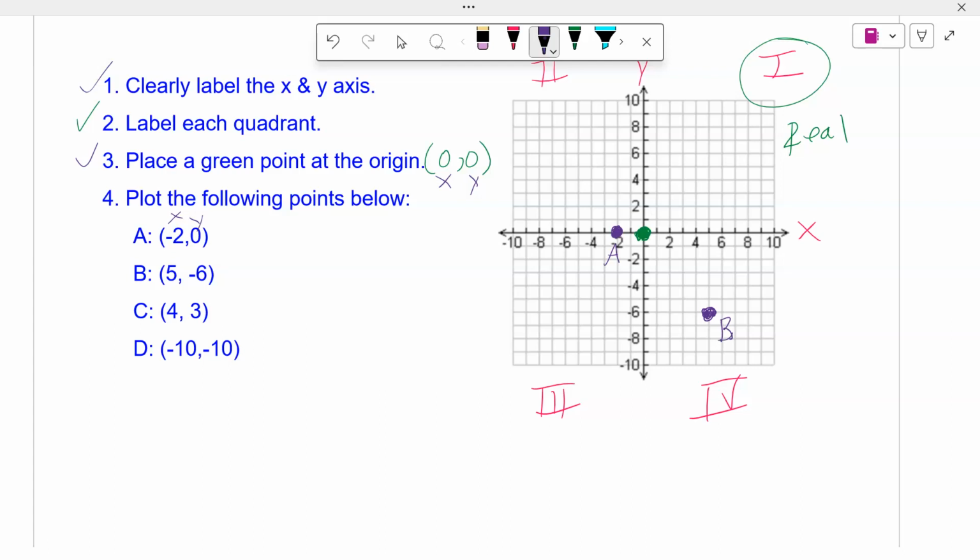Then we have point C. So I see positive, positive. So I'm thinking x value is positive, so right 4, y value is positive, up 3. So starting at the origin, we go right 4, up 1, 2, 3. And that should be point C.